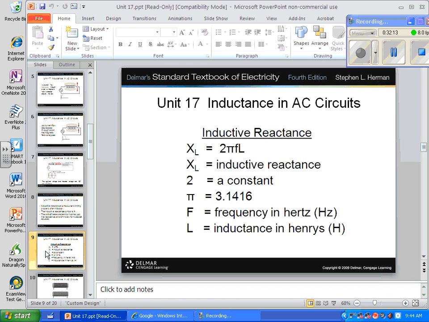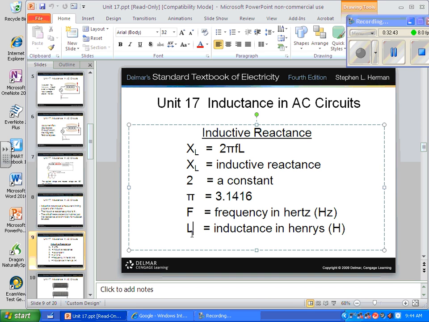Look at our formula here. Our formula is X sub L equals 2 pi F L. And I'm going to teach you a shortcut for that later. Inductive reactance is the total resistance to AC flow because of the winding only, not the DC resistance. 2 is a constant. Pi is a constant, 3.1416, on and on. Frequency is always 60 cycles a second in the United States, right? Now, L is the inductance in henries of the coil.